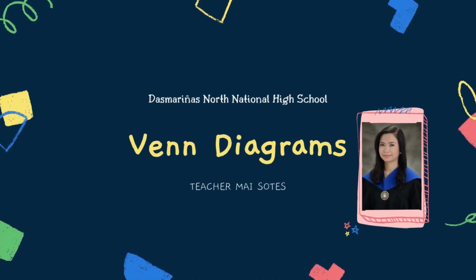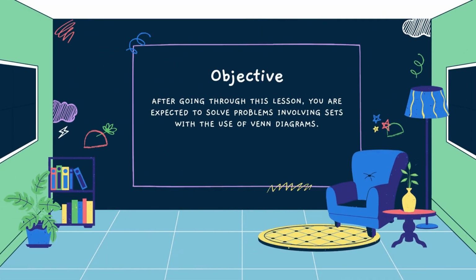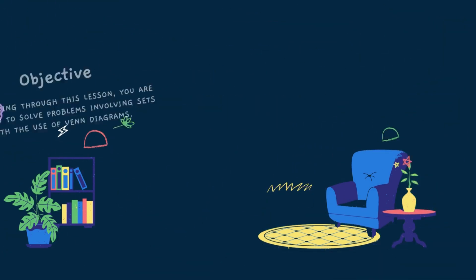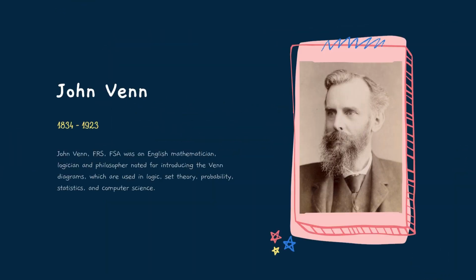Today's lesson is Venn diagrams. After going through this lesson, you are expected to solve problems involving sets with the use of Venn diagrams. So ano nga ba ang isang Venn diagram? A Venn diagram is a diagram that uses circles to represent sets. It is a way of representing sets visually and is named after its inventor, John Venn.